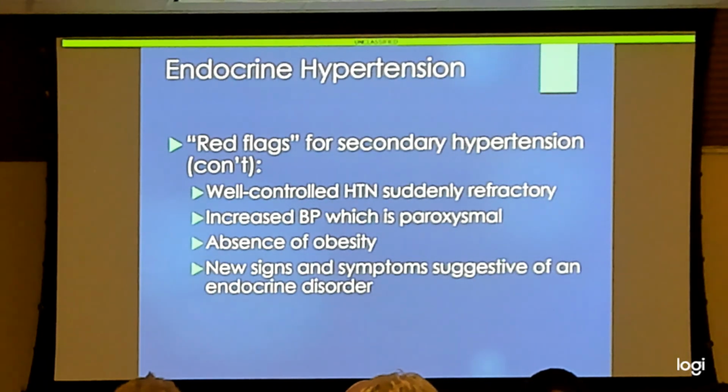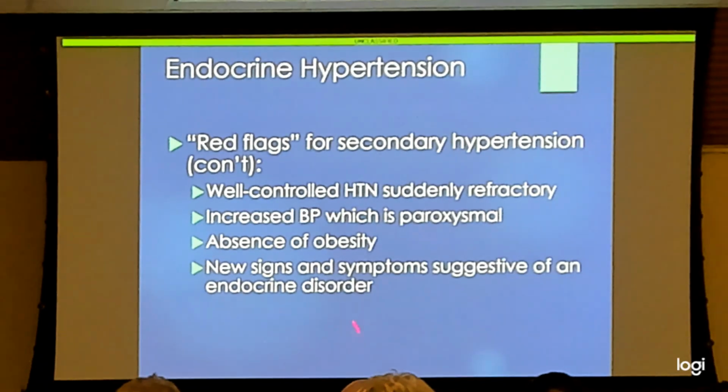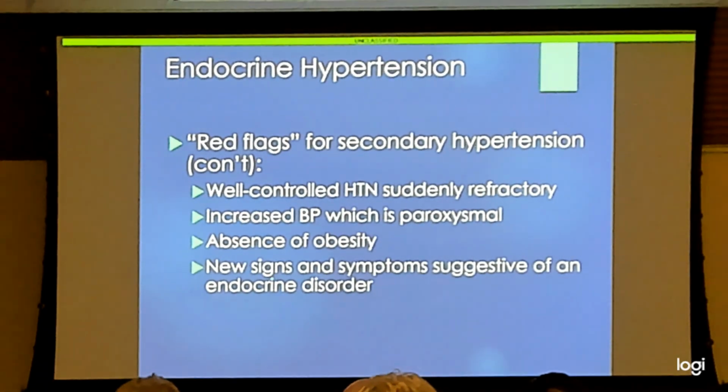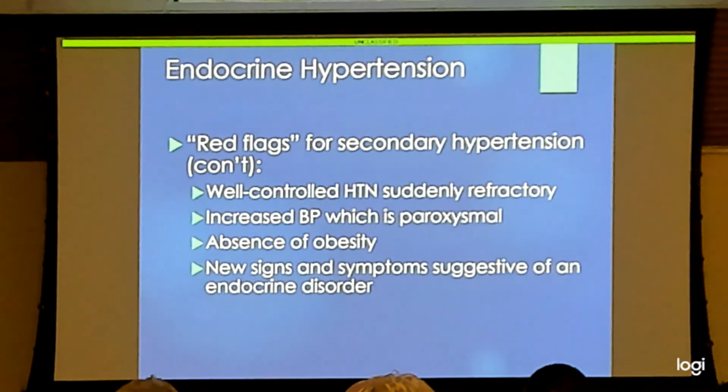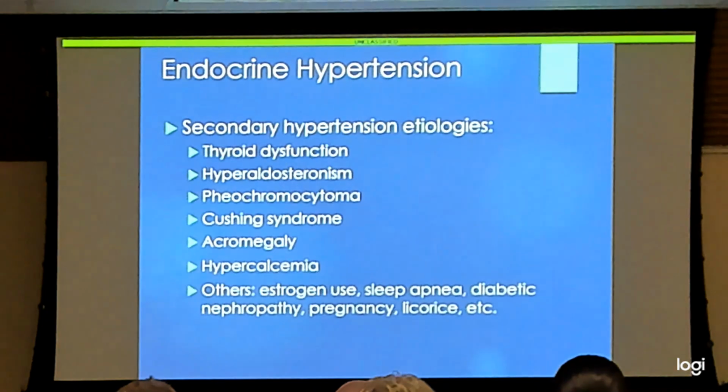Increased blood pressure which is paroxysmal. What does that mean? Pheochromocytoma, all day long. Nothing else does that. Absence of obesity. And obviously, new signs and symptoms suggestive of an endocrine disorder. So you've got to listen to your patient. Not assume your patient's fat. So listen to your patient.